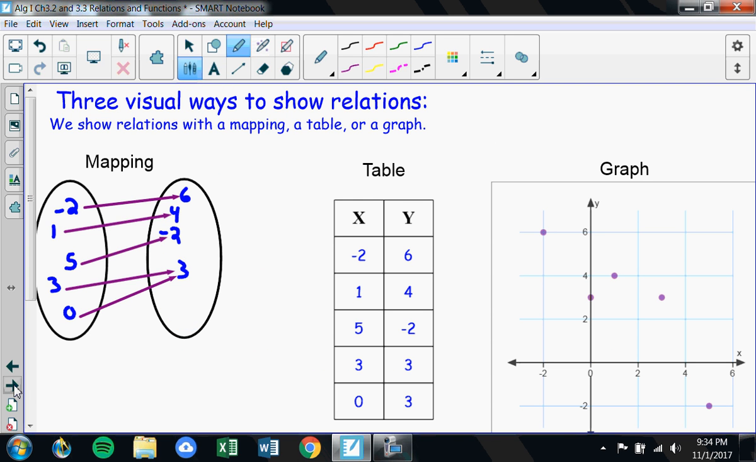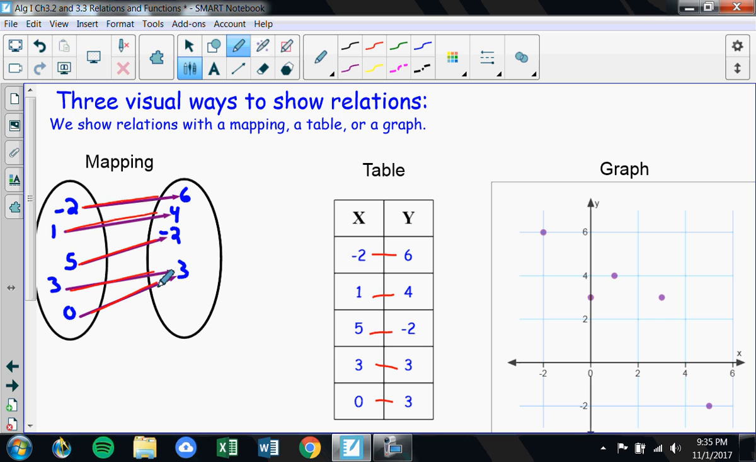There's 3 visual ways to show relations. One of them is through a mapping, which we just showed. -2 goes to 6, 1 goes to 4, 5 goes to -2. Another is with a table. -2 goes to 6, 1 goes to 4, 5 goes to -2, and then the last two are 3 goes to 3 and 0 goes to 3, which I didn't mention over here.